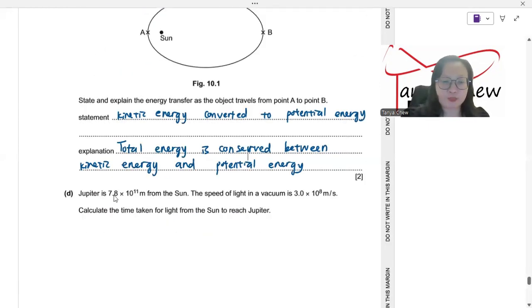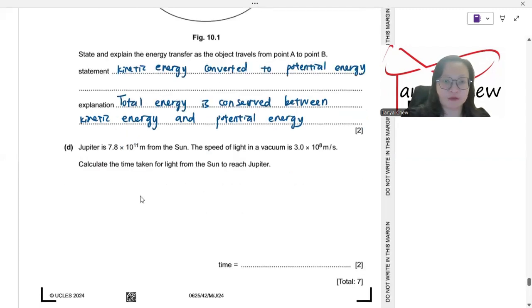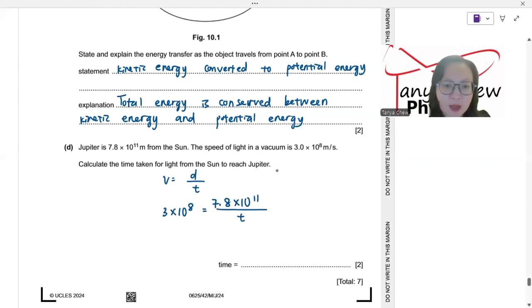That's it. Now, D, Jupiter is 7.8 times 10 to the power 11 meter from the sun. The speed of light in vacuum is 3 times 10 to the power of 8 meter per second. Calculate the time taken for the light from the sun to reach Jupiter. So I'm going to use the basic kinematics. Speed is equal to distance over time. Speed is 3 times 10 to the power 8. The distance is 7.8 times 10 to the power 11. Make time as the subject. So it is 7.8 times 10 to the power 11 divided by 3 times 10 to the power 8. I got 2,600 seconds. So 2,600 seconds is my answer.